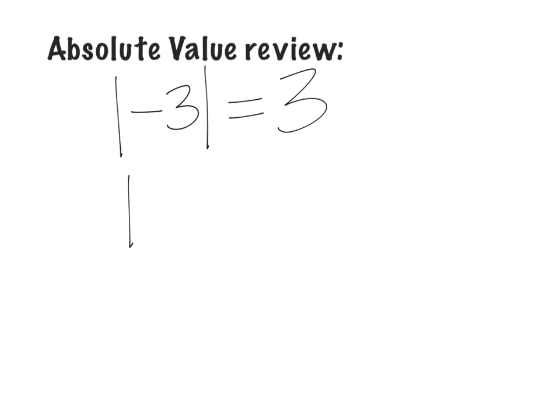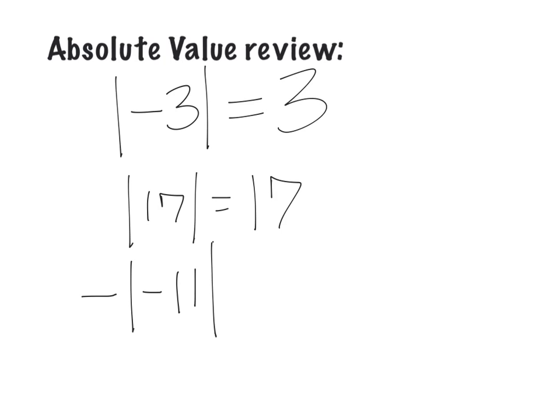I could also have a problem like, what's the absolute value of 17? Which means how far away from 0 is 17? How many spaces? 17 away. Again, it's a positive 17. The time that you would have a negative absolute value answer would be a negative absolute value of negative 11. So now make sure that your lines are super long so that your 11 is distinguishable. Okay.